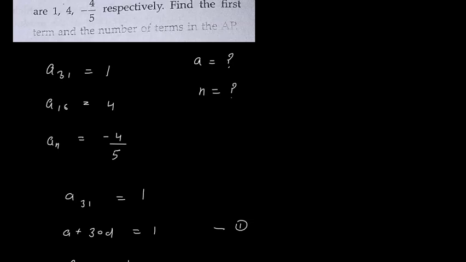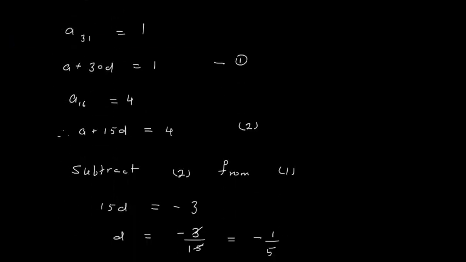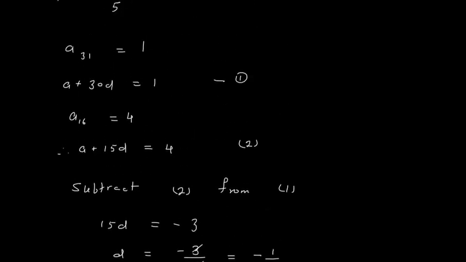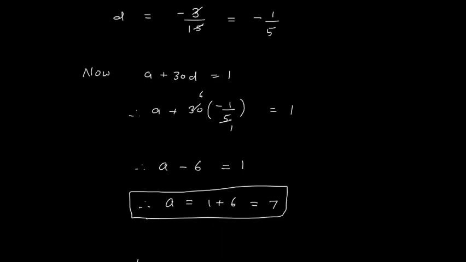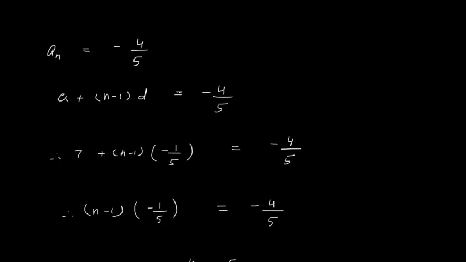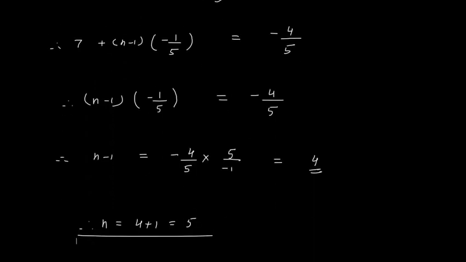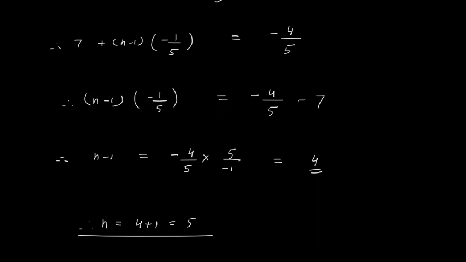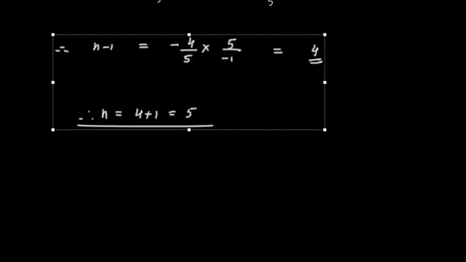The 16th term is 4, the 31st term is 1. As we are going away, the value is decreasing from 4 to 1. Okay, and the value of A we get is 7, so from 7 we start decreasing. So the formula for AN is A plus N minus 1 D. So A plus N minus 1 into D, which is minus 1 divided by 5, is equal to the given minus 4 divided by 5. The mistake I have done is that here I have to subtract 7. So this is minus 7, right?